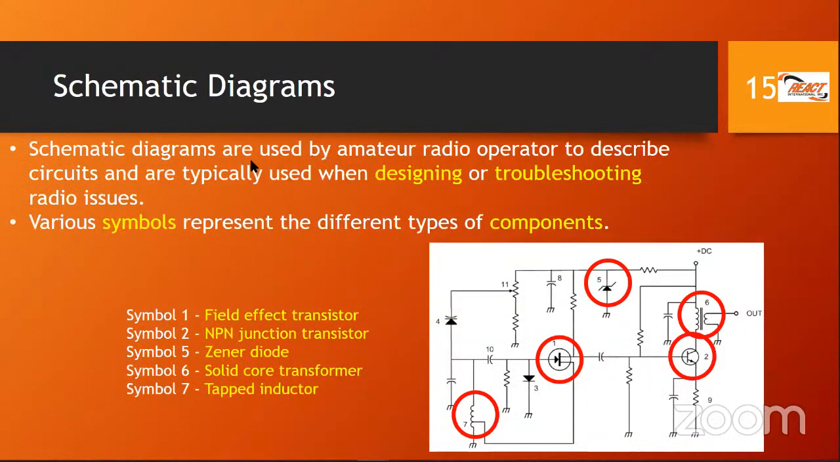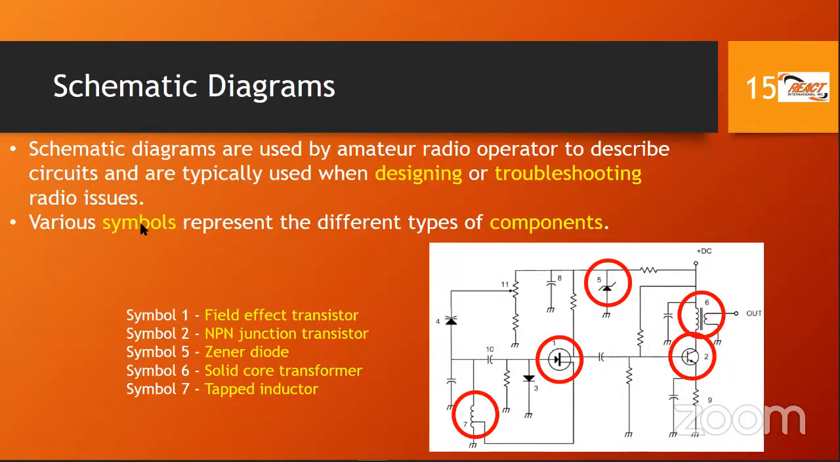So we now come to talk a bit about schematic diagrams. Throughout the entire course work, from the technician level going into the general, we have been talking about circuits and circuit diagrams, sometimes also referred to as schematic diagrams. Schematic diagrams are used by us as amateur radio operators to describe circuits. We typically use them when we are either creating or designing a new circuit, or if we are troubleshooting some sort of issue with our radio. So we tend to use schematic diagrams for that purpose.